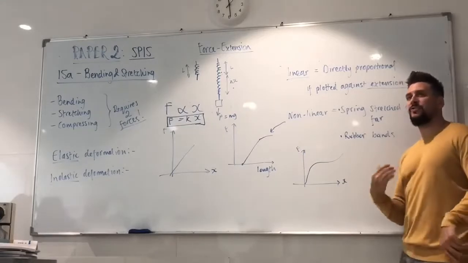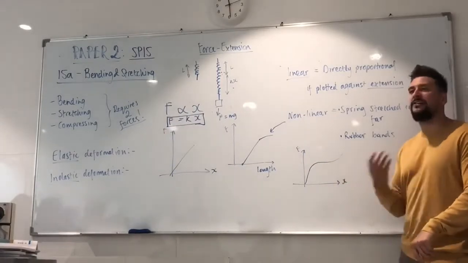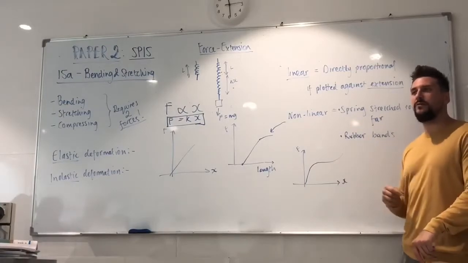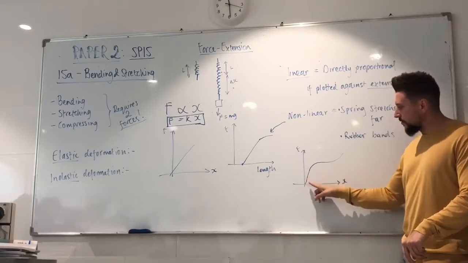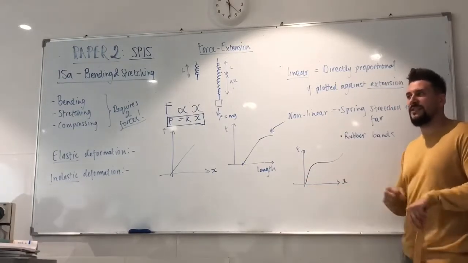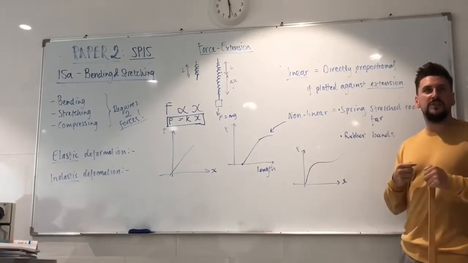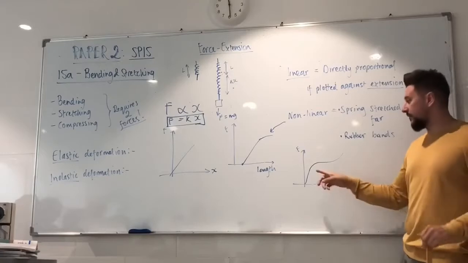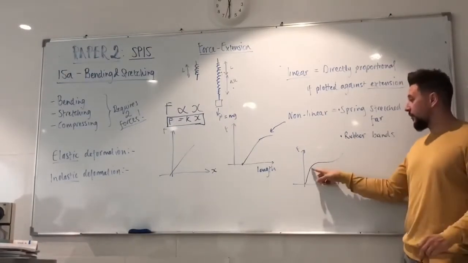If you're asked to describe the relationship between force and extension for a rubber band, or any graph they give you, which is non-linear the whole time, then you can have a look here. You're applying a lot of force in the first place, and you're getting very little extension. That's quite a stiff material. If I have to put a lot of force on this object, and it's not really stretching, then it's quite a stiff material.